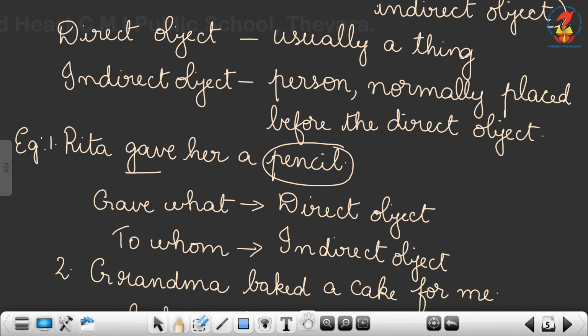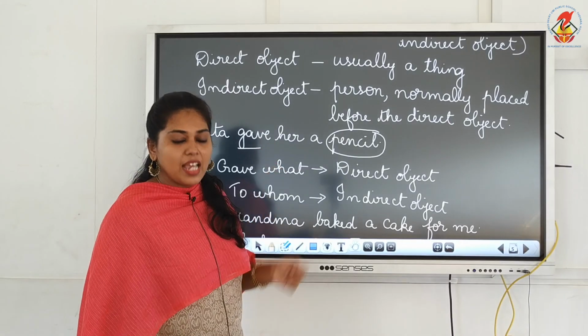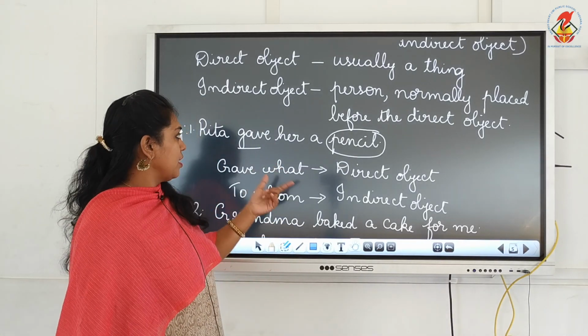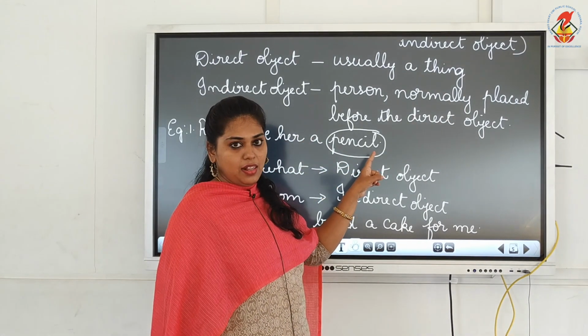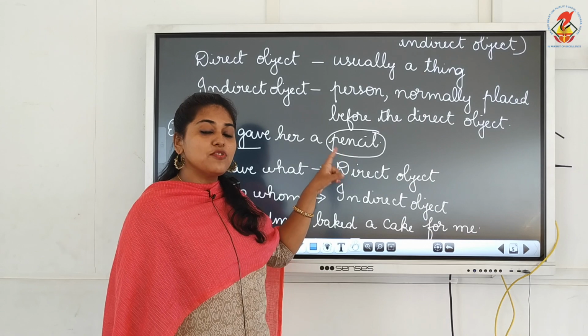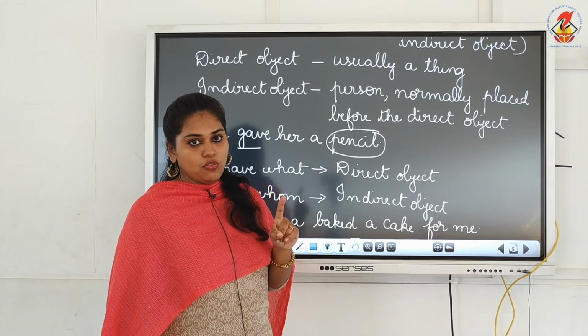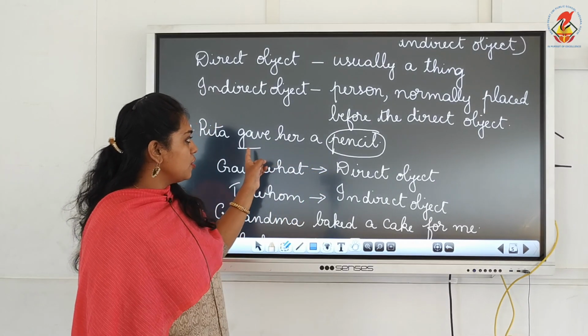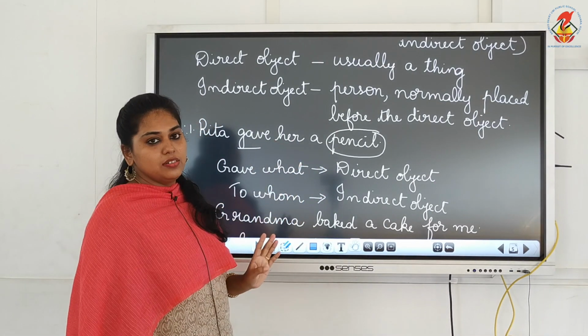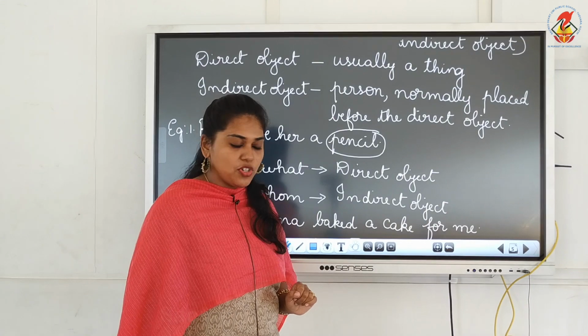Rita gave her a pencil. What is the subject here? Yes, Rita is the subject. What is the verb? Yes, gave is the verb, isn't it? Direct object talks about a thing, right? So, what did she give? She gave a pencil. So, what she gave should be the direct object, and then only to whom she gave will come. To whom she gave? To her. So, that is the indirect object.